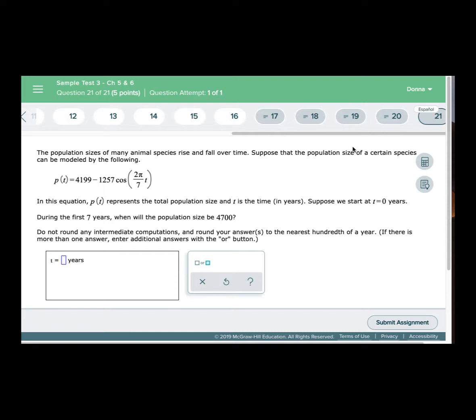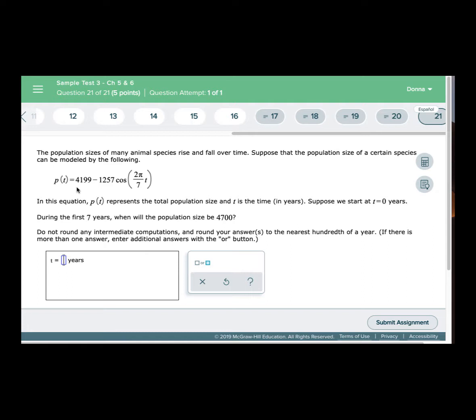Hi class, this is Professor Smith doing the last problem on sample test 3, number 21 on chapters 5 and 6. In this example, we have the population size of many animal species rise and fall over time. Suppose that the population size of a certain species can be modeled by the following.